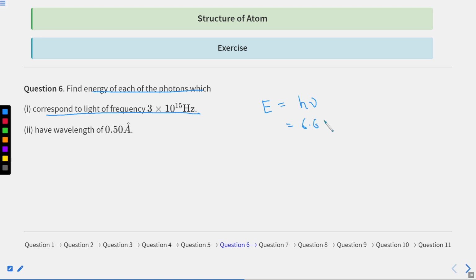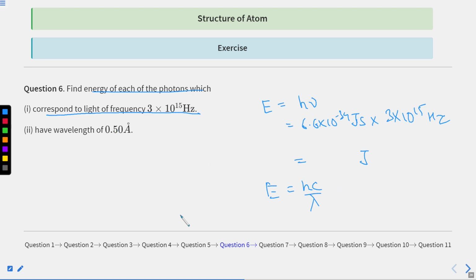So therefore 6.6 into 10 to the power minus 34 joule second multiplied by nu, that is your 3 into 10 to the power 15 hertz. If you multiply it, you will get the value of energy in joule. Again, if you have to calculate for this wavelength, then E is equals to hc by lambda. Now we know again the value of h, c is constant and lambda is also given.